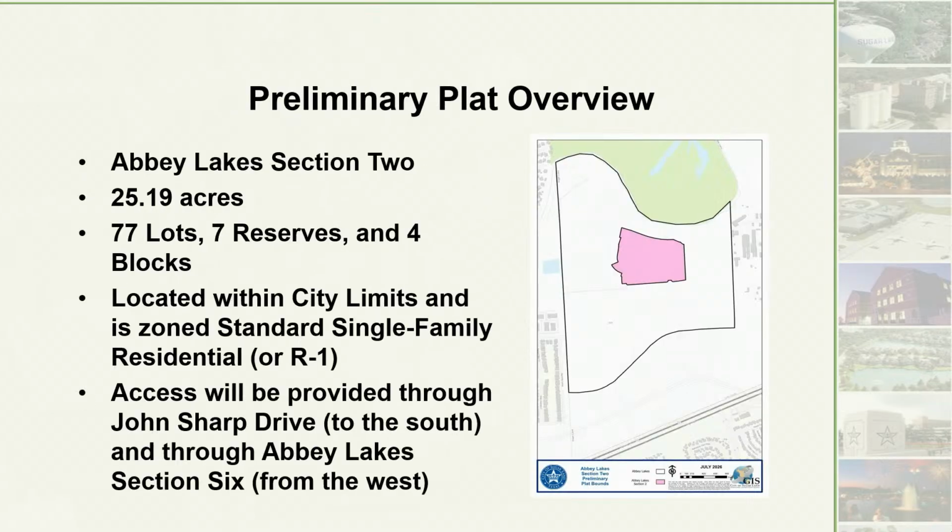Which brings us to the plat before you for consideration tonight. A little bit of the preliminary plat overview. This is the Abbey Lake Section 2 preliminary plat, which consists of 25.19 acres. The plat consists of 77 lots, 7 reserves, and 4 blocks. The property is located within the corporate city limits and is zoned as standard single-family residential, or R1. Access to this particular portion of the development will be provided through John Sharp Drive to the south and through Abbey Lake Section 6 from the west.